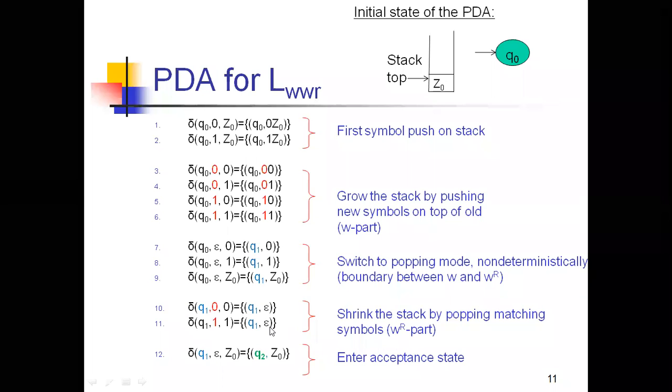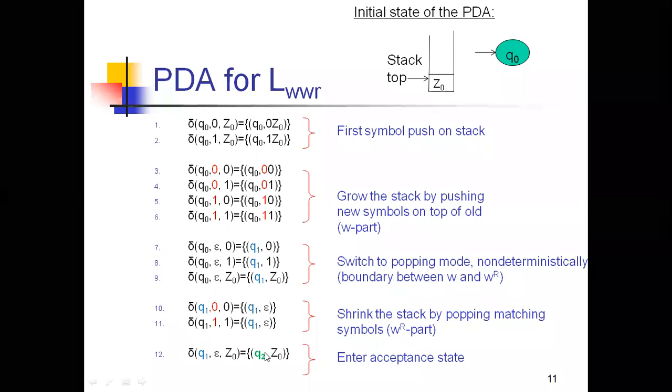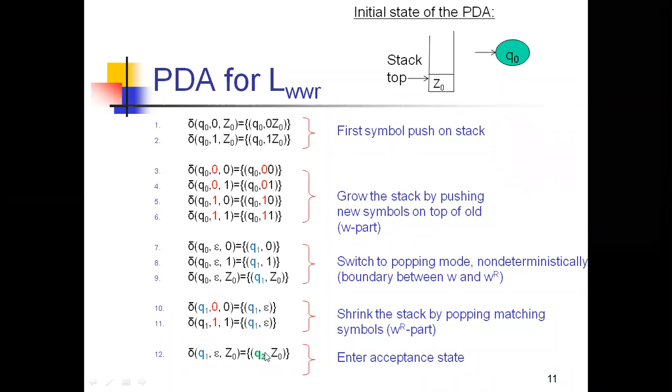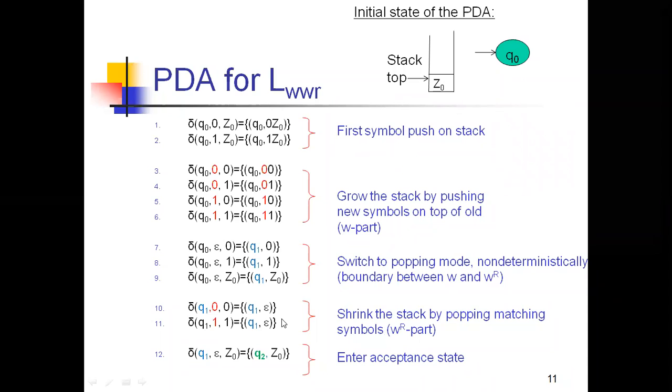And for the further changed state, like in q1, the input alphabet is an epsilon and the top of the stack is z naught, you need to change the state to q2 like this. So what we can say is, we can call it an acceptance state. That means we can accept the state in such a way.